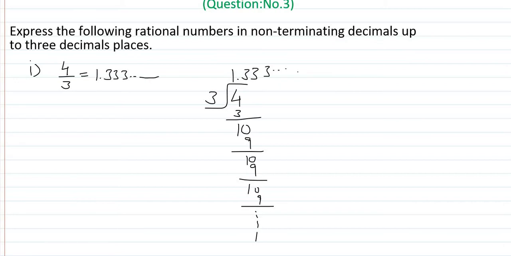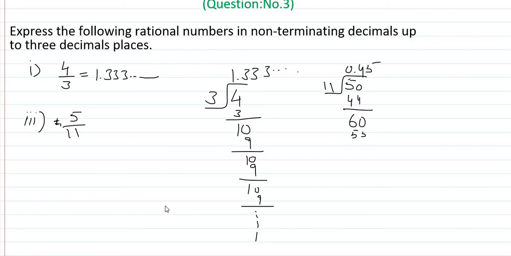Now I am solving part number 3. Part number 3 is 5 over 11. I divide 5 by 11. As 5 is less than 11, here I place 0 point, here I get 50. 11 fours are 44. Remaining will be 6. Due to the point, here I place 0. 11 fives are 55. Again I get 5 here. Due to the point I place 0. 11 fours are 44. Again here I get 60. And this is a never-ending process. So here also I write 0.454, that is also non-terminating.